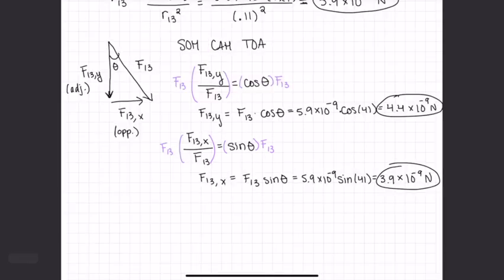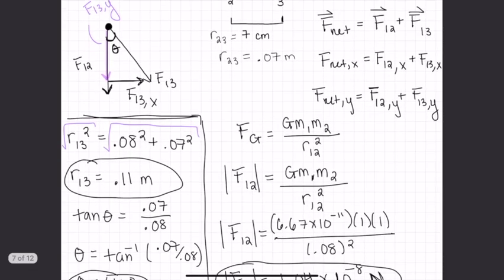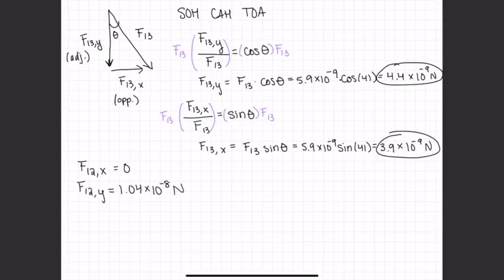So the other thing that we could have said that I didn't write out was the fact that F12x is going to be equal to 0 and F12y is just going to be equal to whatever value we found, 1.04 times 10 to the minus 8. And I guess again, these are all magnitudes that I'm dealing with here.